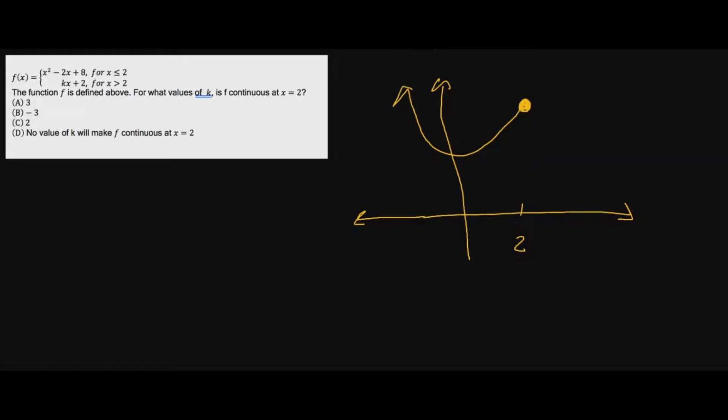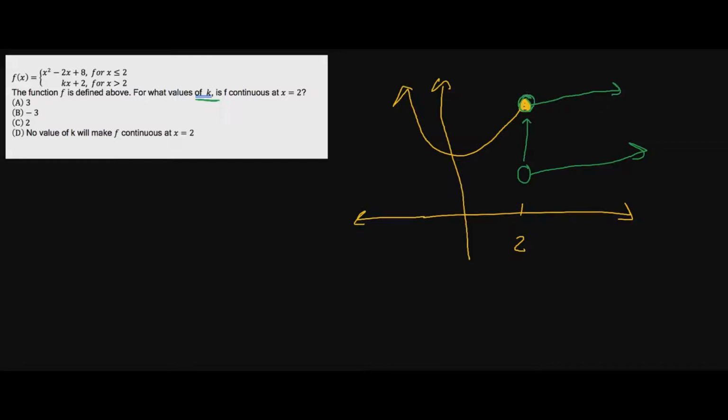When x is greater than 2, we have some straight line that maybe looks something like this. Okay, so this is a jump. What we want to do is take this green line, because this green line has the k value, and find out what we need to plug into k so that we can shift this up and it can fill in like such.